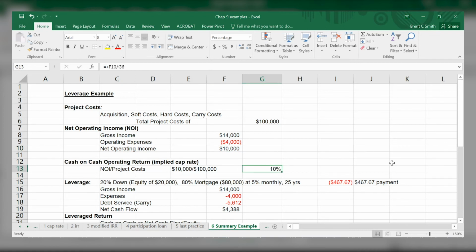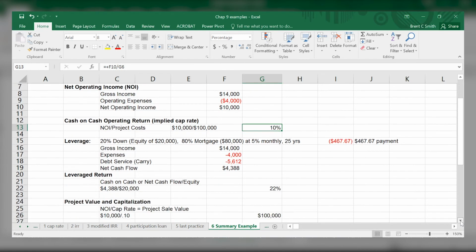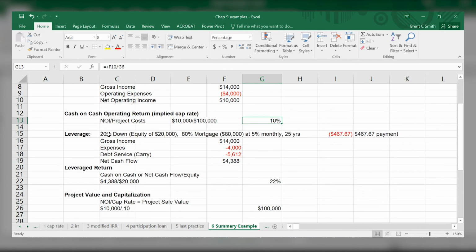Okay, the financial deal is set up like this. The LTV is going to be 80%, requiring 20% down. The lender is offering an amortizing loan for 25 years at 5% with monthly payments. Over here I've calculated the payment, and it's $467.67 a month. Of course, we multiply that by 12 to get our annual debt service of $5,612.